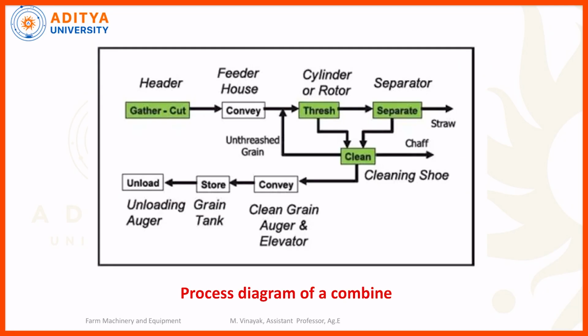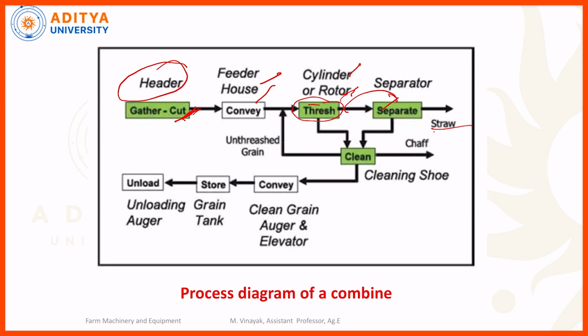This one is a process diagram of the combine harvester. Just now I have explained the functions carried out by the combine harvester. In the header section, gathering and cutting will be carried out. In the feeder house, after harvesting, the crop material is conveyed to the threshing section by using the conveyor. Here a cylinder or rotor will be there. It separates the grain from the chaff. Both then follow through the separation mechanism.